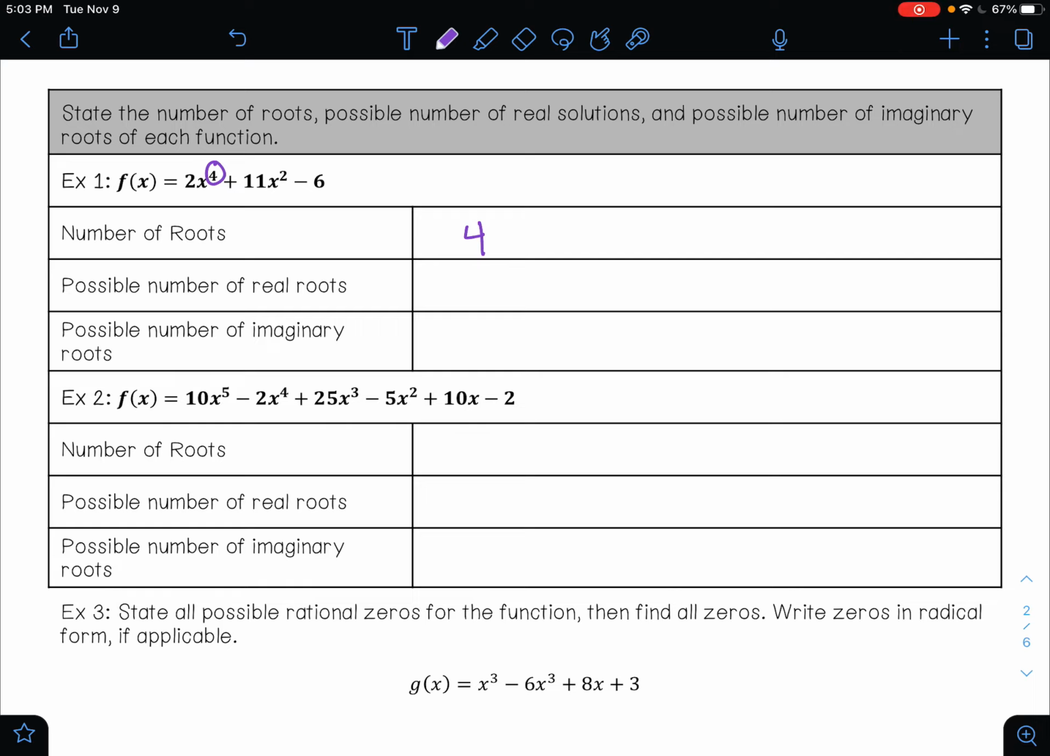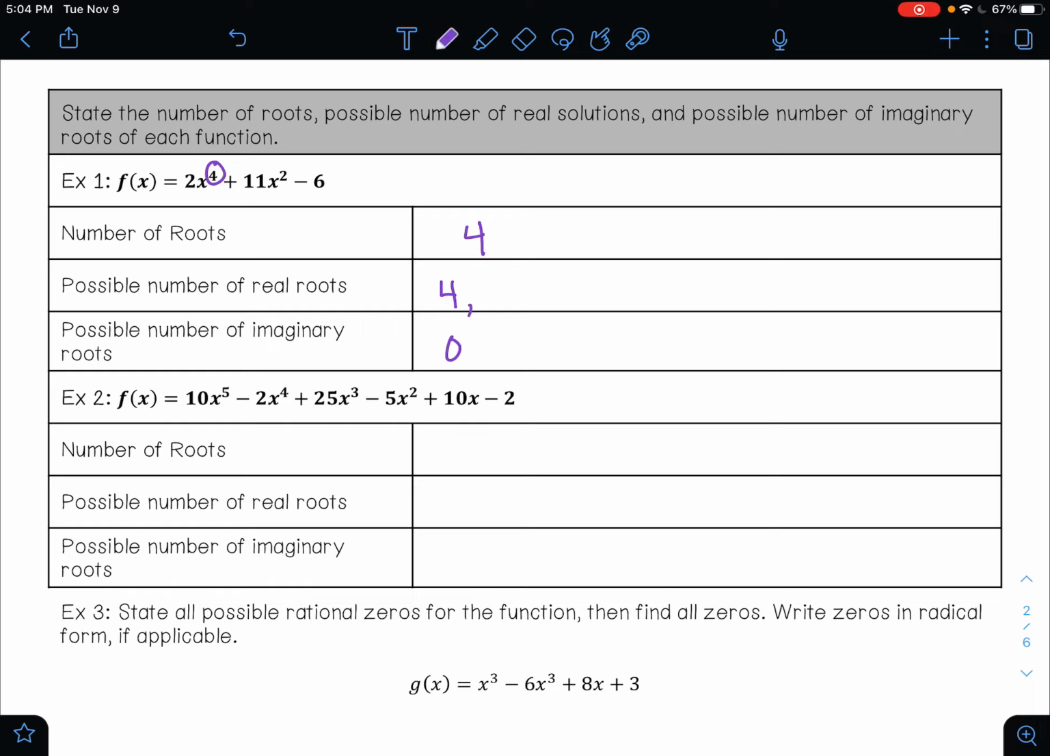If I have 4 roots, then I could have 4 that are real. And if I have 4 that are real, then that means that I would have 0 that are imaginary. Could I have 3 that are real? Well, if I have 3 real and I want to get to 4, then I would have to have 1 imaginary. Imaginary numbers have to come in pairs, so that won't work.